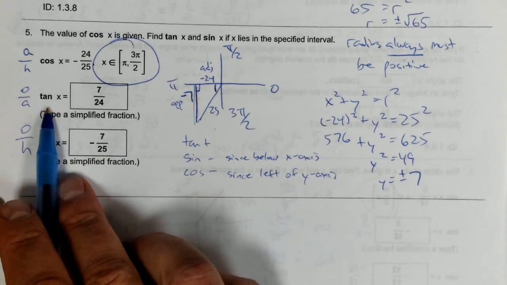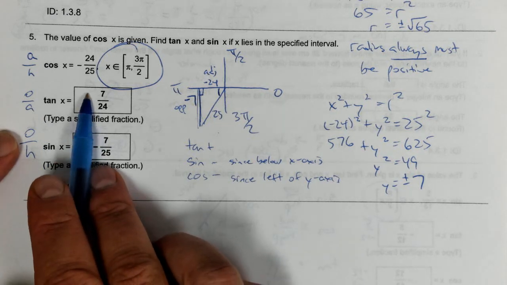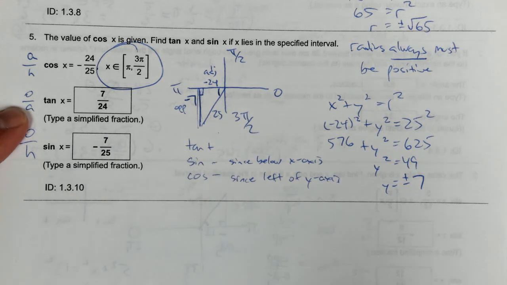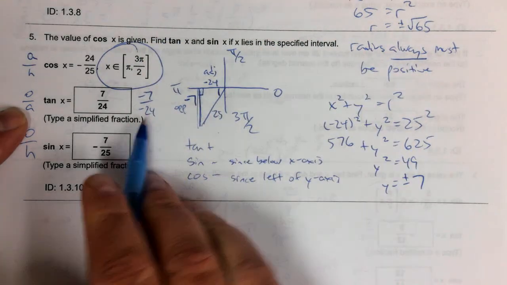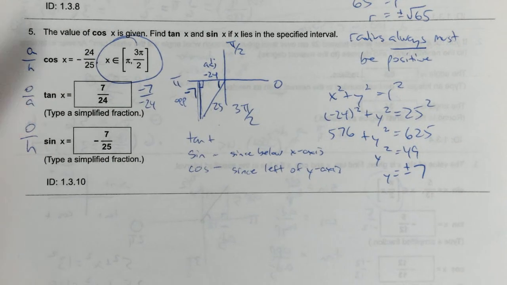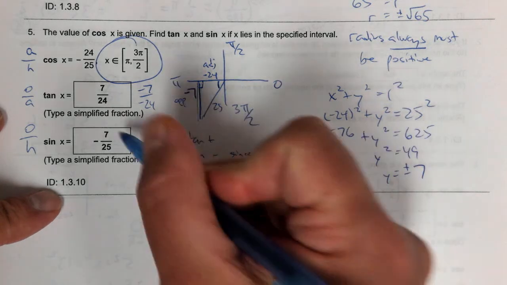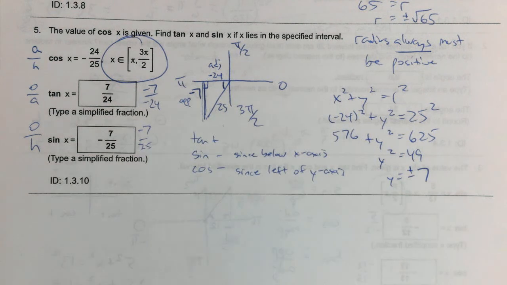So then for tangent, why would this have positive 7 over 24? Well, we have tangent positive. Why does that make sense? I've got negatives. A negative 7 divided by a negative 24 gives you 7 24ths. So that's why that works out. And then for sine, we have the same opposite, negative 7 over 25. That's fun. Probably not to you. But it's something you got to do.